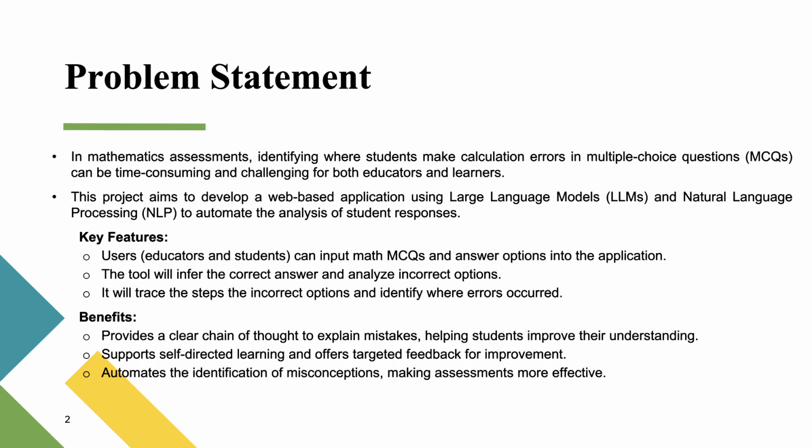So what's the problem we are solving? In multiple choice math tests, it's not just about picking the right answer. What really matters is understanding why a student chose the wrong one. But for teachers, figuring out those mistakes for every student can take a lot of time. MisMath helps with that. You give our system a question with four options. It figures out the correct answer and also explains why each wrong answer was picked, basically showing what kind of a mistake or a misconception led to it.